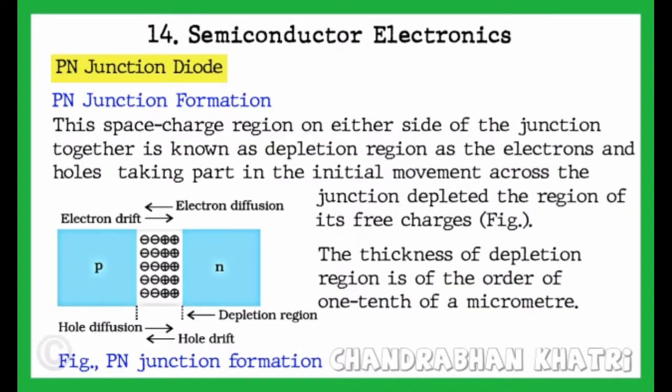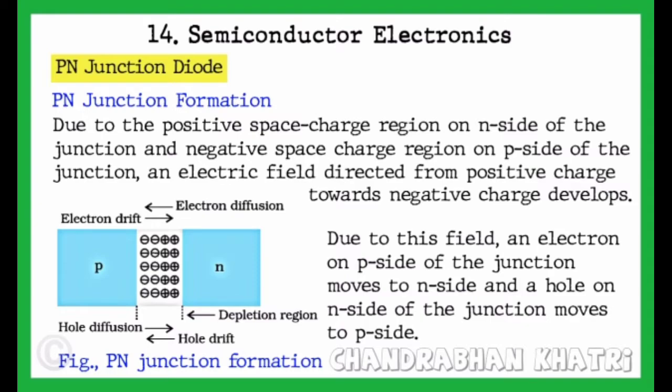This space charge region on either side of the junction together is known as the depletion region, as the electrons and holes taking part in the initial moment across the junction depleted the region of its free charges, as you can see in this diagram. The thickness of the depletion region is of the order of 1/10 of a micrometer.